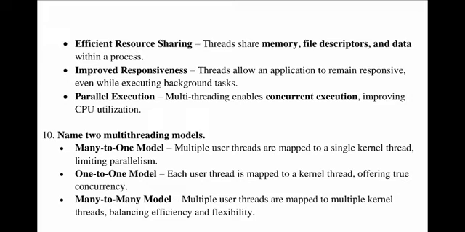And improved responsiveness is they allow an application to remain responsive while executing background tasks. And then parallel execution is they enable concurrent execution, improving CPU utilization. Moving on to the 10th question, name two multi-threading models. The first one is many-to-one model, and then the second one is one-to-one model, and third one is many-to-many model.